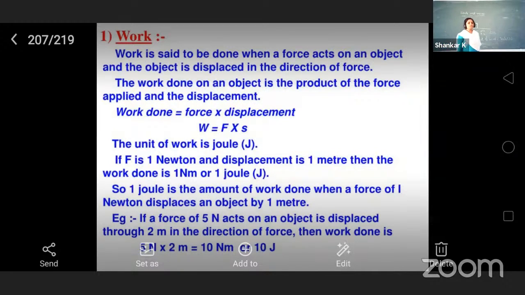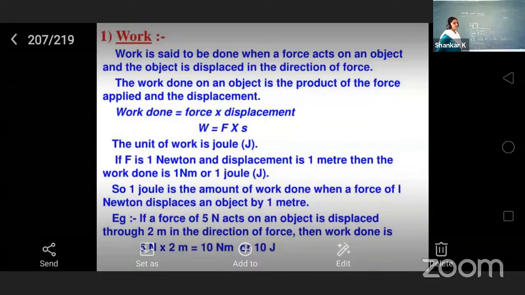So 1 joule is the amount of work done when a force of 1 Newton displaces an object by 1 meter. When the object moves a certain distance, when its displacement changes, we measure it as work.